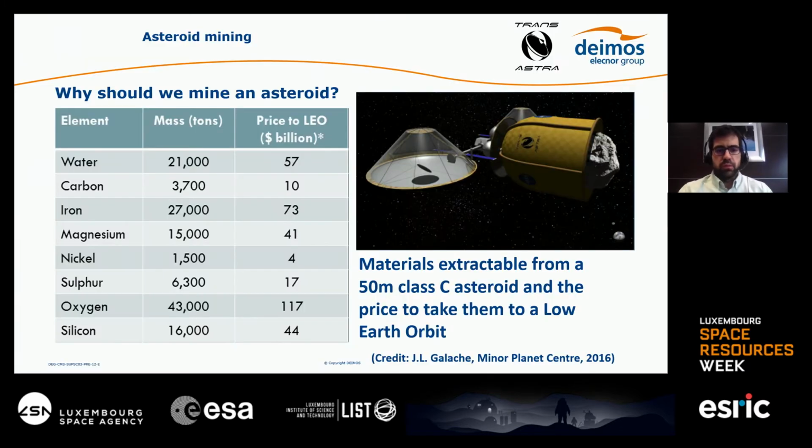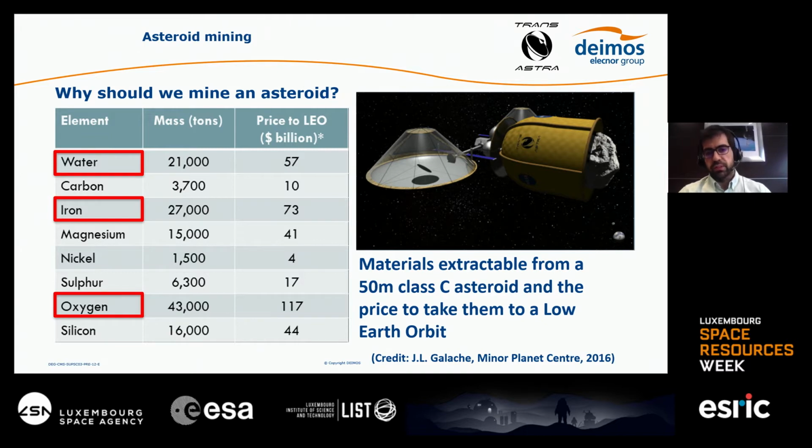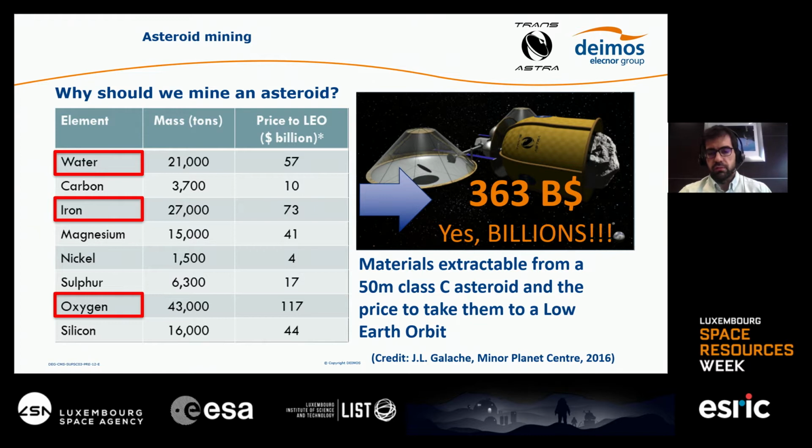So if we move to the next slide, this is a recurring slide that you have been seeing the last days, probably a lot, but it's necessary to present the problem, and it's the asteroid mining problem. Why should we mine an asteroid? As you've been seeing in the last days, asteroids are full of materials that can be of very good use here on Earth. So, we can say, for example, water, minerals, metals, and also other human consumables like oxygen. Taking this into account and having as reference this 50-meter class C asteroid, we can have approximately a value of the asteroid in the order of or bigger than $350 billion, and yes, billions.